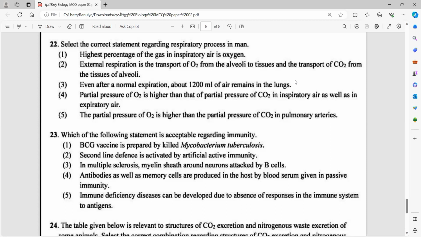Then, second line of defense is activated by artificial active immunity, right? Artificial active immunity, what is it? It is a long lasting immunity. Active means it's long lasting, passive is shorter, right? Artificial is when we inject vaccines. So the statement that second line of defense is activated by artificial active immunity, no, that is incorrect, right?